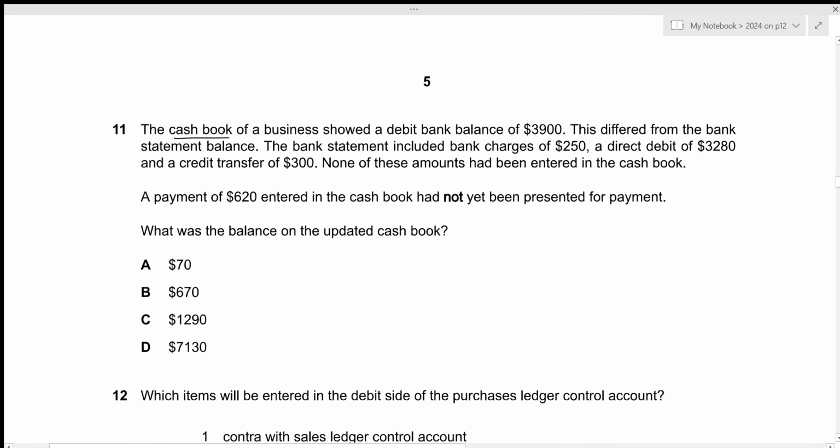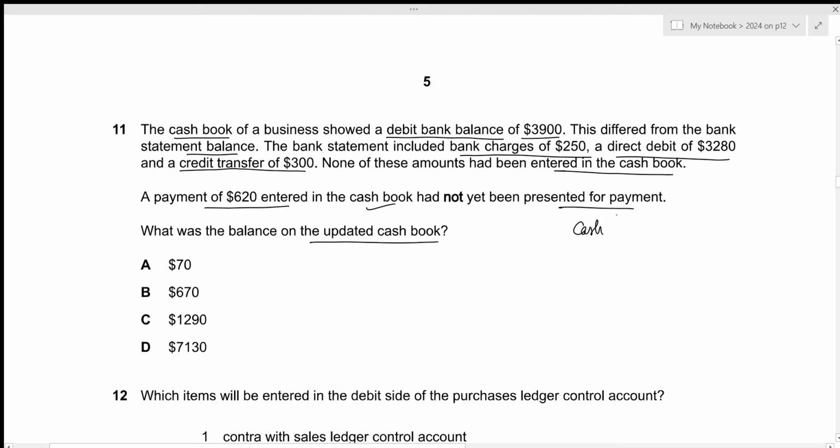The cash book of a business showed a debit bank balance of 3,900. This differed from the bank statement balance. The bank statement included bank charges of 250, a direct debit of 3,280, and a credit transfer of 300. None of these amounts had been entered in the cash book. A payment of 620 entered in the cash book had not yet been presented for payment. We need the balance on the updated cash book.